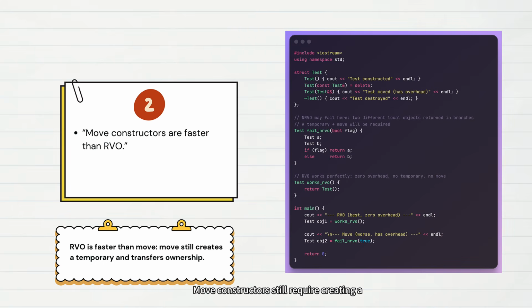Second, move constructors are faster than RVO. Move constructors still require creating a temporary object and transferring resources. RVO skips all intermediate steps entirely, incurring 0 extra overhead. It's much faster than move. In practice, RVO is always prioritized over move.